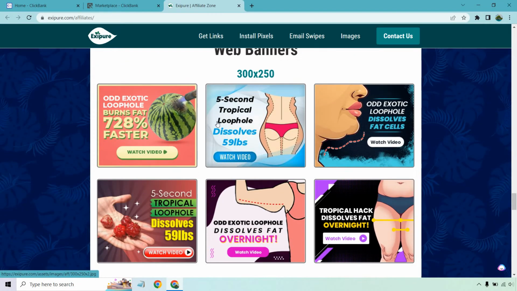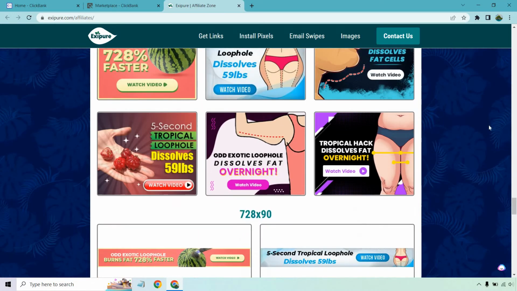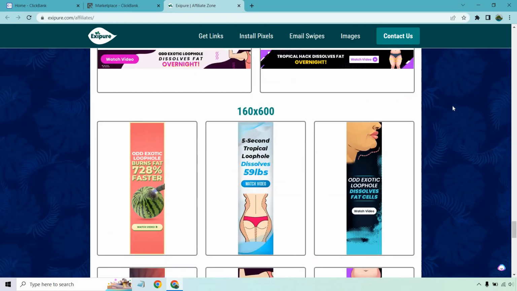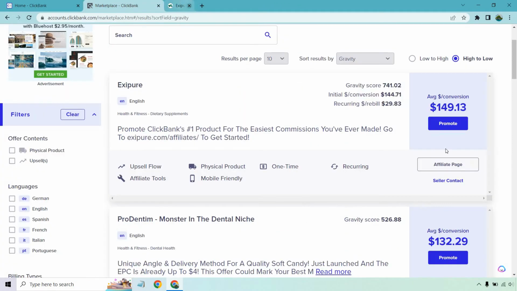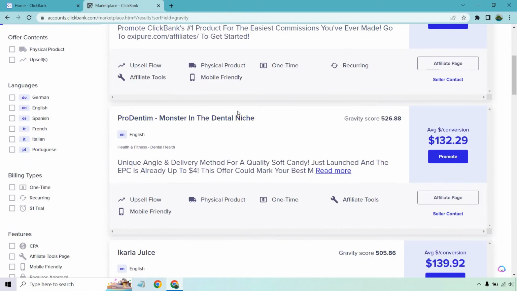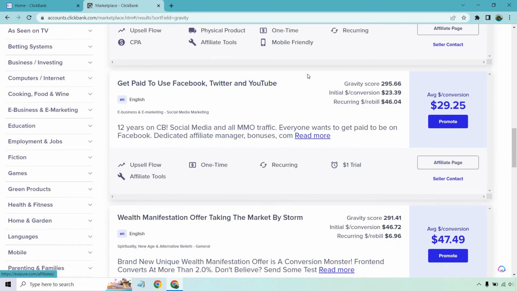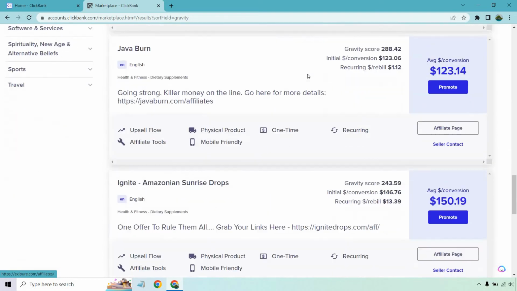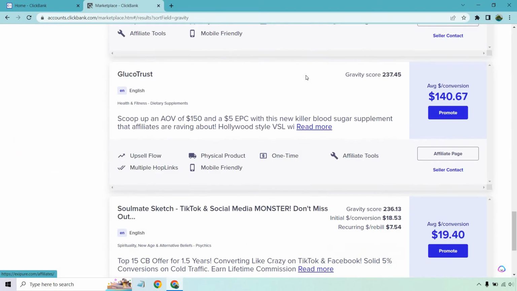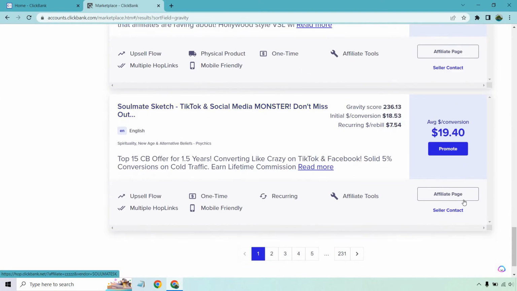And these are some of those viral ones that you usually see on websites where a website gets a ton of traffic, and of course they put something like this because it reaches a lot of people and gets more clicks. Kind of going through here as well, some other tips. So that was the dental one. We have juice, get paid to use Facebook, Twitter, and YouTube, wealth manifestation, Java Burn. You'll see a lot of these are weight loss and health, soulmate sketch.